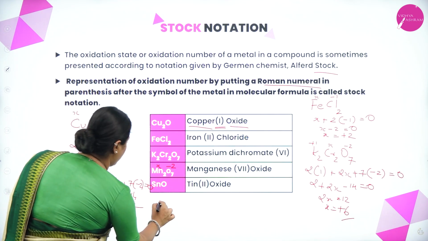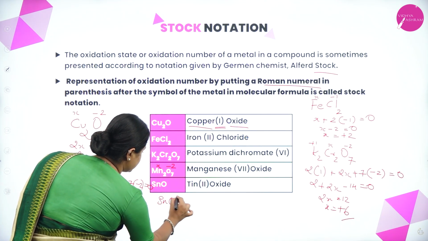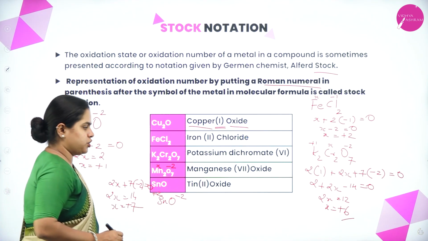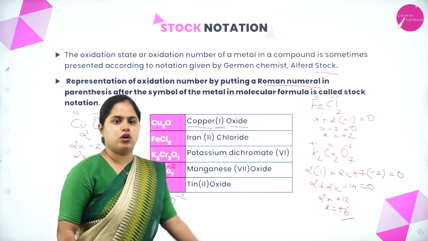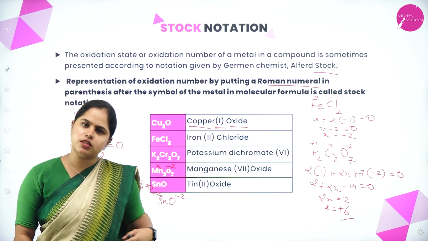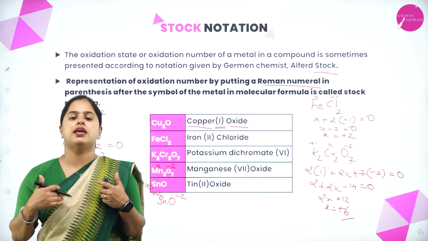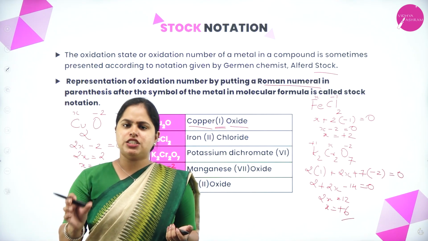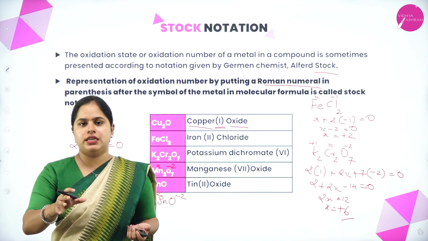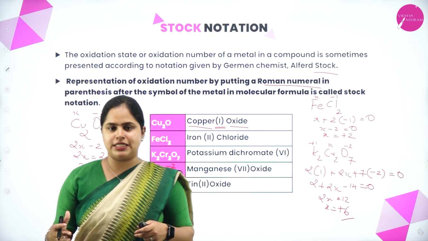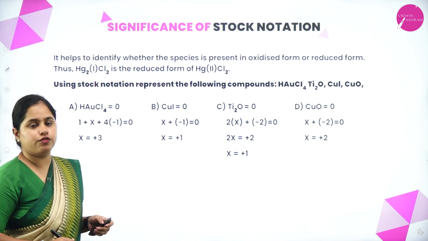And the last one, tin oxide, SnO. For oxygen it is minus 2. So of course we know that for tin it must be plus 2, right? So tin (II) oxide. So this is how you represent the stock notation. First of all, according to the rules, you need to know how we can calculate the oxidation number, and you just have to mention the oxidation number in terms of Roman numerals after writing the name of the metal.